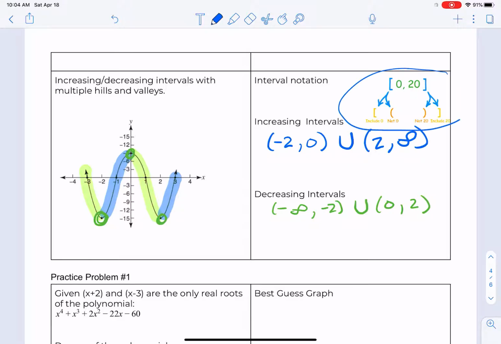Again, remember for interval notation, you're going to use brackets if you're including the point and parentheses if you are not including the point. So that's how that works.